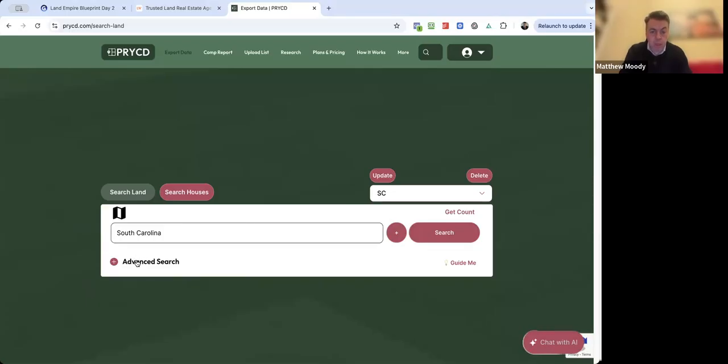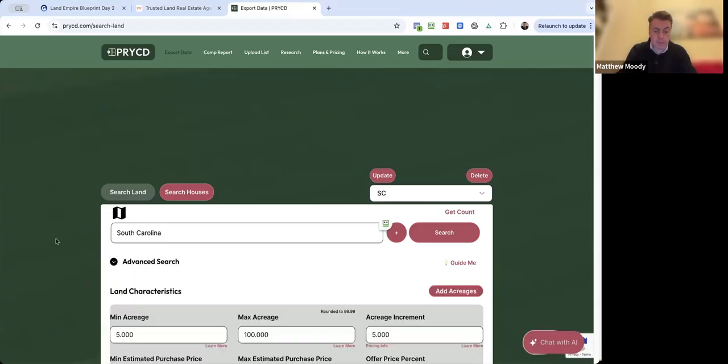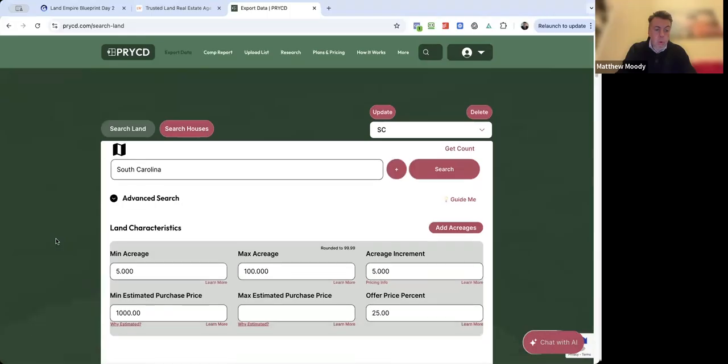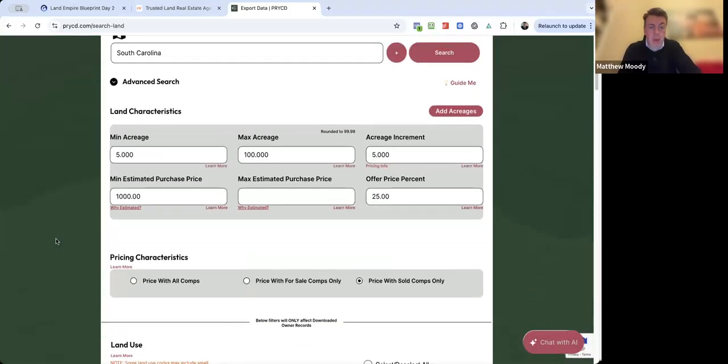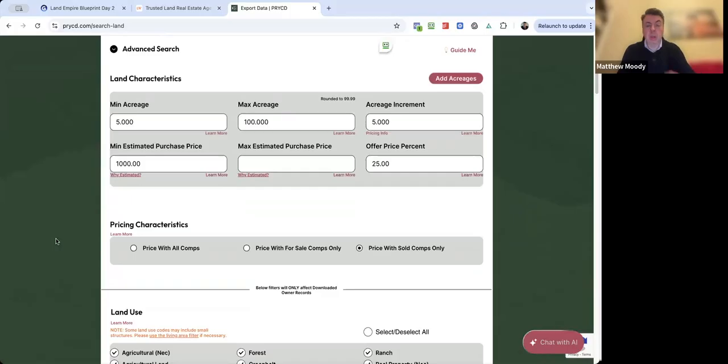But essentially what you do is go into here and you can put in anything you want in terms of county. It'll come up with some availability for you. But what I'm going to show you first is the advanced search. So what we've chosen on here is to do a minimum acreage of 5 up to 100. And this is going to split out the acreages into 5 acre increments. So what this means is you don't have to mail everything at once.